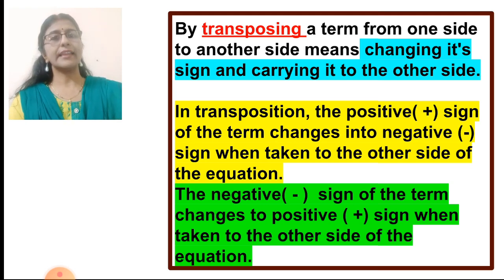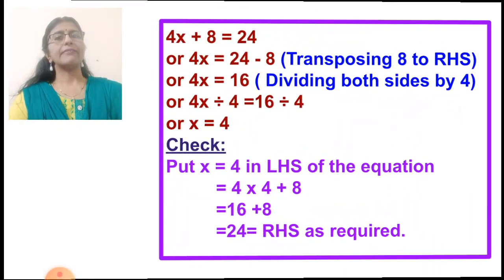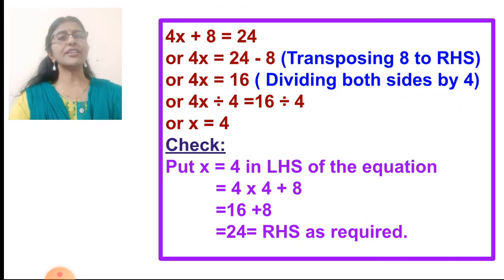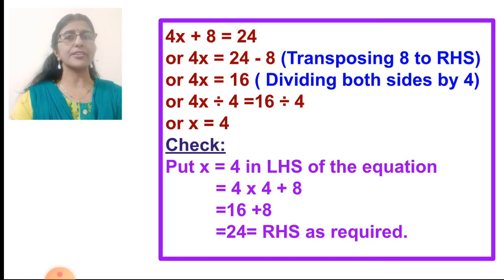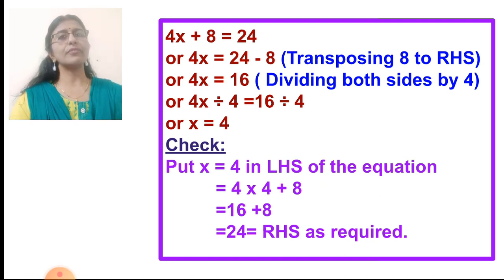Let us see this equation, and we will solve this by the transpose method. The equation is 4x plus 8 is equal to 24. Now here you can see 4x plus 8. So 8 is positive here on the left hand side of the equation. Now we will take this 8 to the right hand side of the equation. So when we take it to the right hand side, this will become negative. So we will write in the bracket, transposing 8 to RHS. So the equation will be written as 4x is equal to 24 minus 8, or 4x is equal to 16.